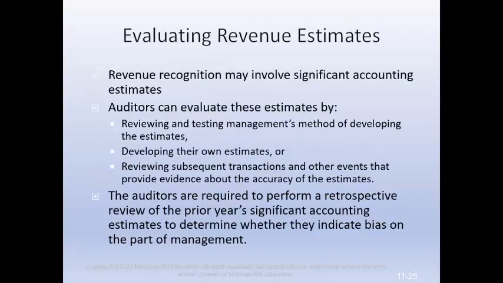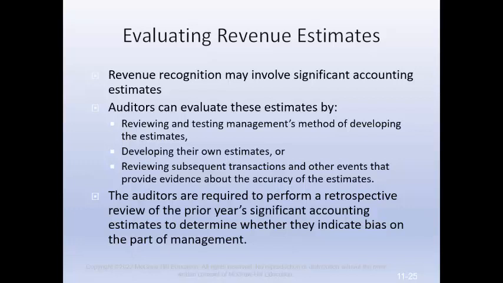The auditors are responsible for evaluating the reasonableness of accounting estimates related to receivables and the recognition of revenue. Examples of these accounting estimates include sales returns, revenue recognized under very complex agreements, and the allowance for uncollectible accounts. In accordance with AICPA AU-C 540 and PCAOB AS 2501, the auditors audit accounting estimates by reviewing and testing management's method of developing the estimates, by developing their own estimates, or by reviewing subsequent transactions and other events that provide evidence about the accuracy of the estimates.